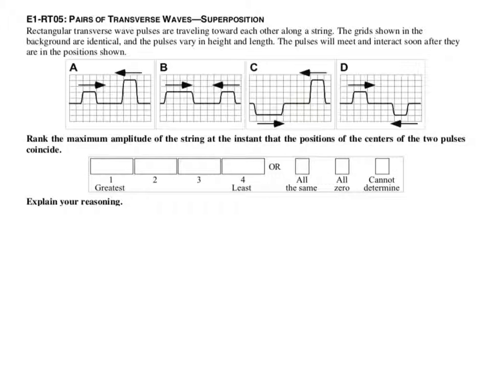What we would like to do is rank the maximum amplitude of the string at the instant that the centers of the two pulses coincide. Always when two waves interact, the observed behavior, the thing we see, is just the algebraic sum of the two waves, using psi here as a generic word. At the centers, when the centers coincide, they are going to be the maximum values, so we can just add them.